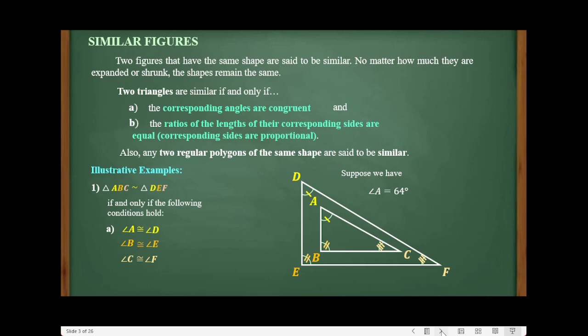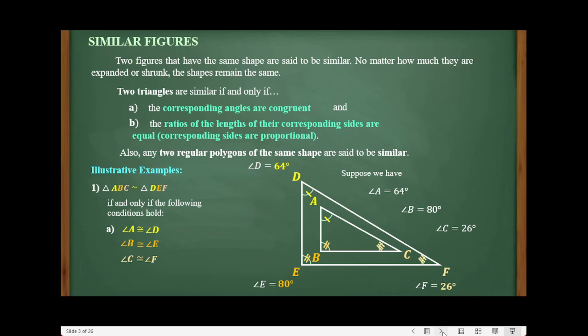Oh, we're not done yet. Let us discuss further about corresponding angles that are congruent. Now, suppose angle A measures 64 degrees, angle B measures 80 degrees, and angle C measures 26 degrees. It also follows that angle D, which corresponds to angle A, is also 64, angle E corresponding to angle B is also 80 degrees, and finally, angle F corresponding to angle C is also 26 degrees.